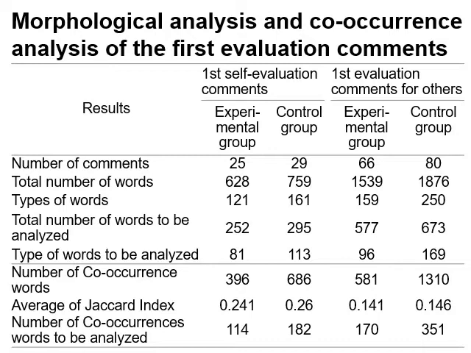66 comments in the experimental group and 80 comments in the control group for the first evaluation on others. We performed morphological analysis and co-occurrence analysis on each comment and calculated the Jaccard index as a similarity coefficient representing the co-occurrence relationship between words in each comment. The number of co-occurrence words in the comments of the experimental group and the control group was compared using words with co-occurrence relations for which the Jaccard index was above average as the target of analysis.